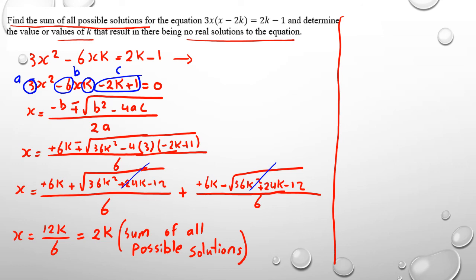It says find the value of k. So now I could use the value of k. I'll just need to use what's underneath the square root, because what it says here, when there is no real solution, means whatever is underneath the square root must be less than 0, which is negative. So that's why I'm going to go 36k squared plus 24k minus 12 is less than 0.